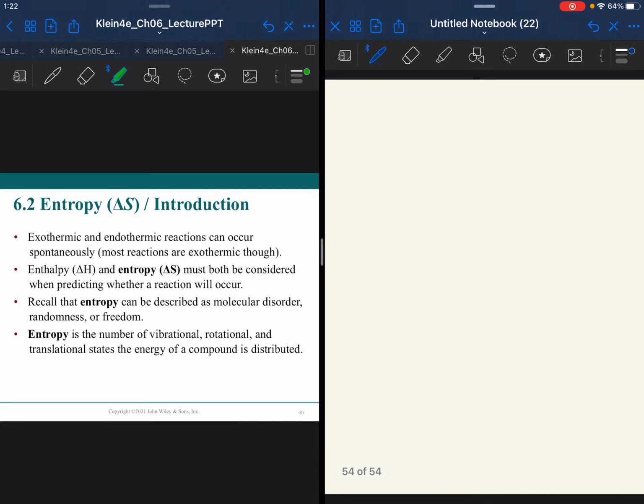Entropy also plays a role. Enthalpy is a measure of the thermal energy. Entropy is a measure of chaos. It's kind of how you learn it in Gen Chem. It can be described as disorder or randomness or freedom. Entropy takes into account the vibrational, rotational, and translational states that are distributed amongst the compound. It has to do with the kinetic energy. It has to do with the number of particles.